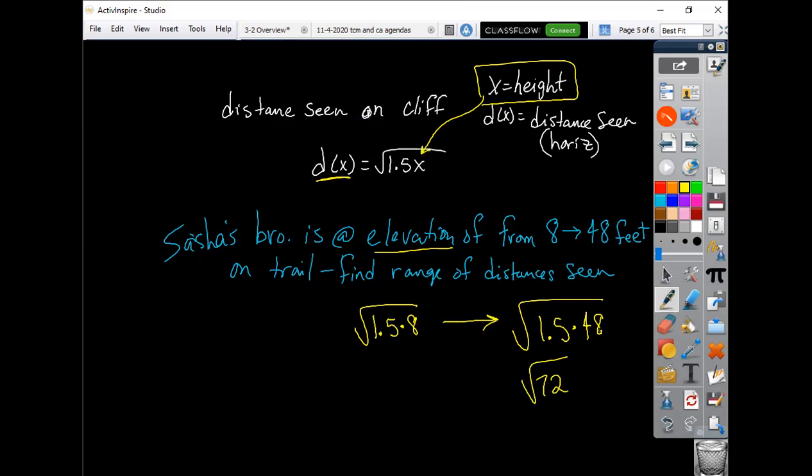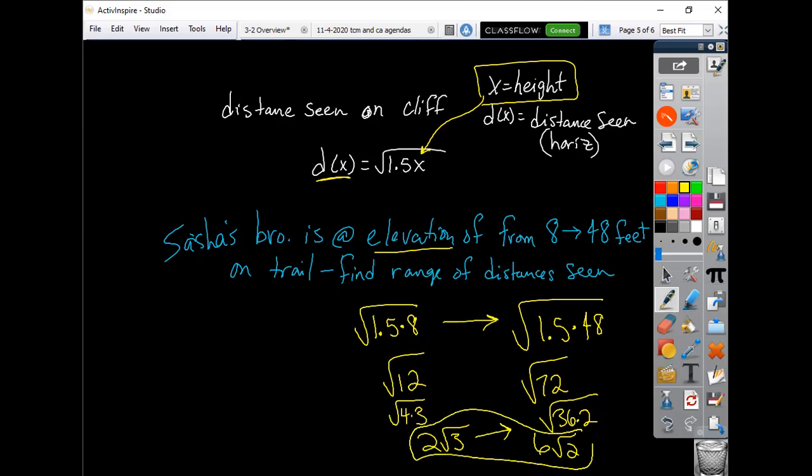Half of 48 is a 24, added onto the 48, 1.5 of the 48 is 72. And 1.5 of the 8's, half of the 8's a 4, added onto the 8 would be like a 12. And then remember, square root of 12 is 4 times 3. And so in simplified form, the 4 square rooted is a 2 and the 3 is left inside. And then on the 72, that's 36 times 2, and the square root of 36 is a 6. So the range of distances that Sasha's brother can see are from 2 square root of 3.